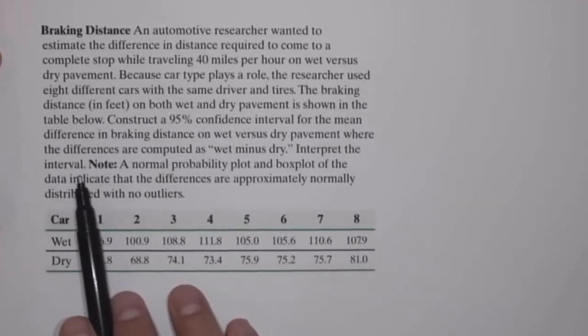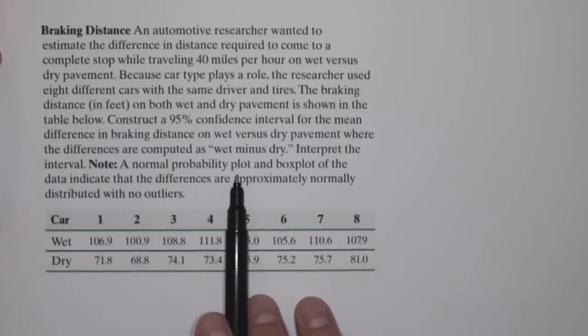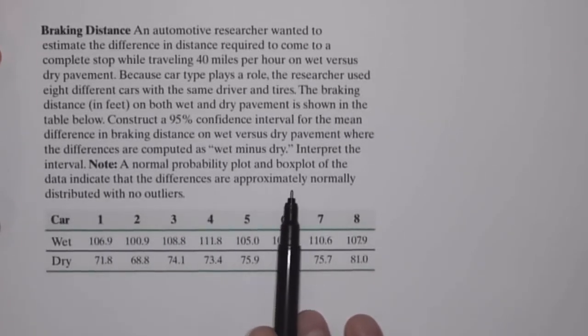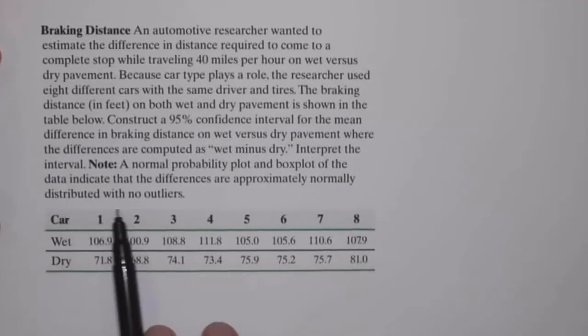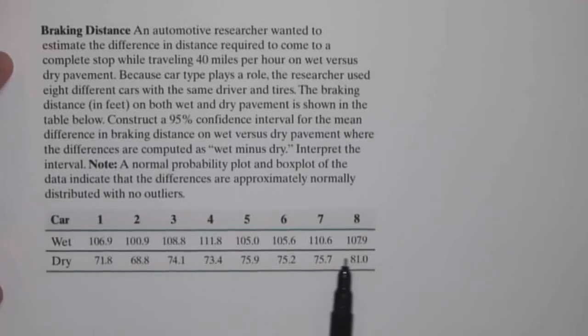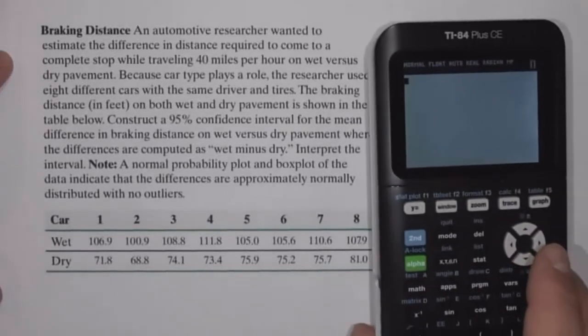Interpret the interval. Note, a normal probability plot and box plot of the data indicate that the differences are approximately normally distributed with no outliers. So we want to construct a 95% confidence interval for the mean difference between the braking distances of wet versus dry pavement. So we need to start by finding the differences between the wet and the dry pavement. So I'm going to use my calculator to do that.